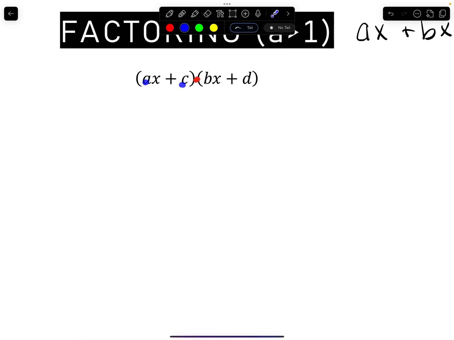Remember, this a, c, b, and d, they're all just numbers. We just use what we call variables to represent those, or really constants to represent those numbers. So let's multiply these guys out. We're going to do ax times bx, ax times d, c times bx, c times d. Let's write it out.